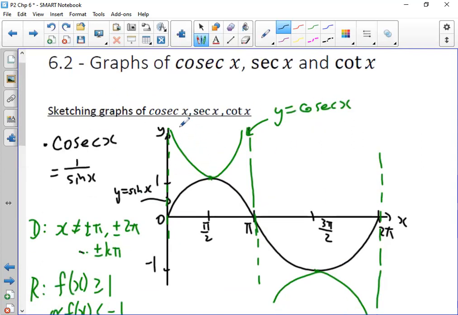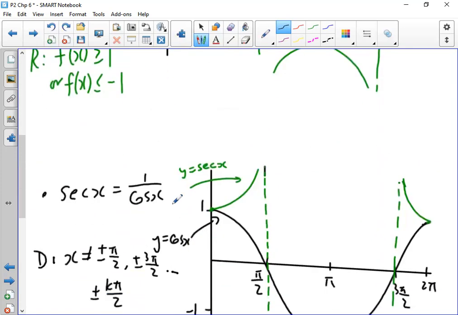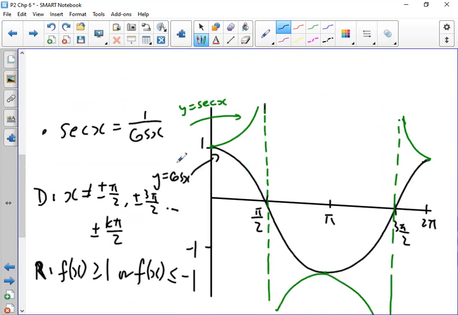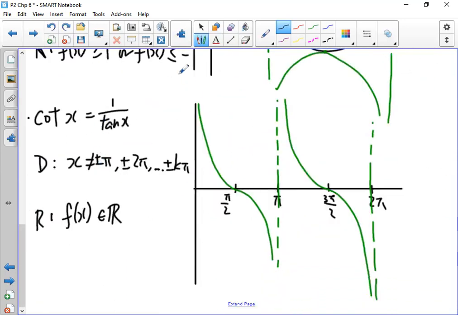All right, they're rare to see in exams, but if one comes up, it will trick you up. So make sure you remember the graphs. To draw the cosec x graph, start from the sine graph and reflect it. For the sec x graph, draw the cos x graph and reflect it. For the cot x graph, just remember it. Right? And that's it for the lesson.